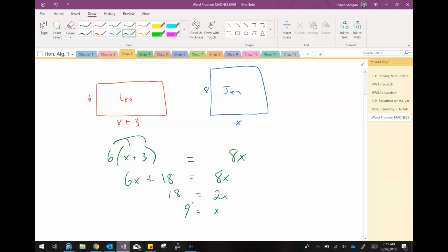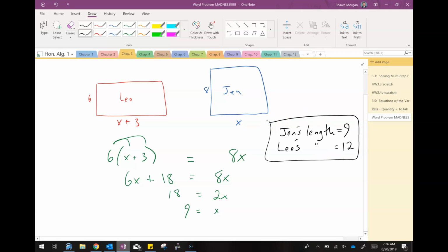Now that doesn't answer the question, right? John, what would the answer to the question be? What are they asking, in other words? So Jen's length, the length of her garden, would be 9, and then Leo's would be what? 12. What would their areas be, by the way? What do you think, Grady? 72. Yeah, very good. Because 6 times 12 would be 72, and 8 times 9 is also 72.